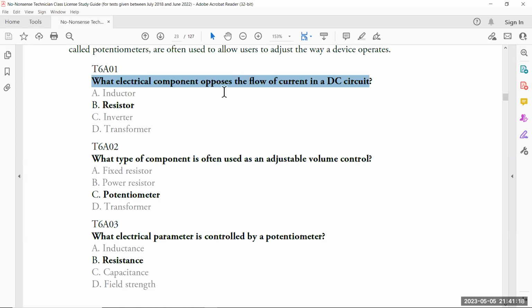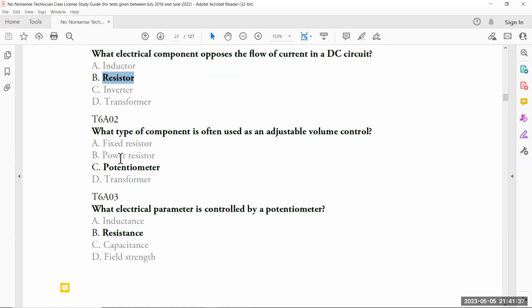What electrical component opposes the flow of current in a DC circuit? Well, you all know that in an electrical circuit, opposition is resistance. So the component of resistance is called a resistor, right? So that's the correct answer. A resistor opposes current flow.